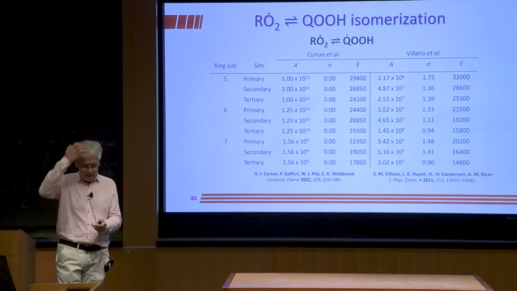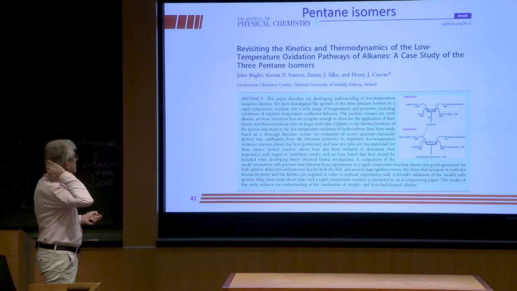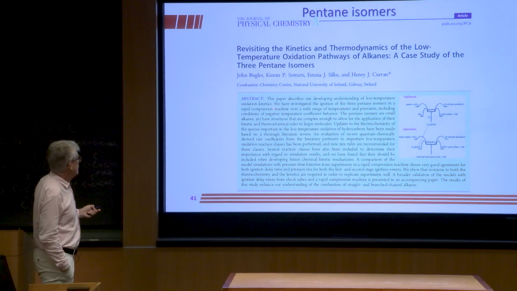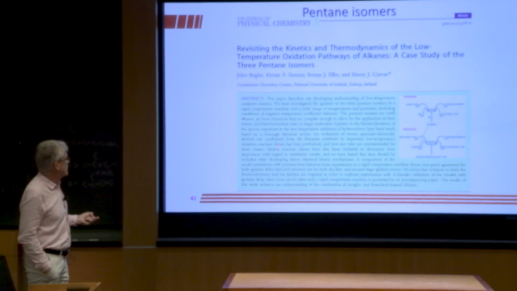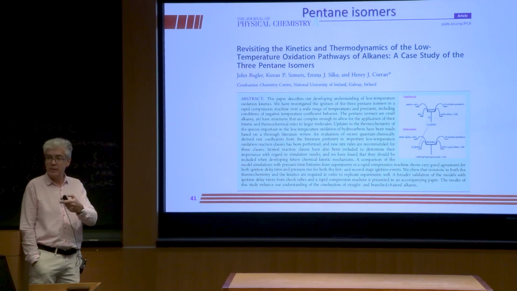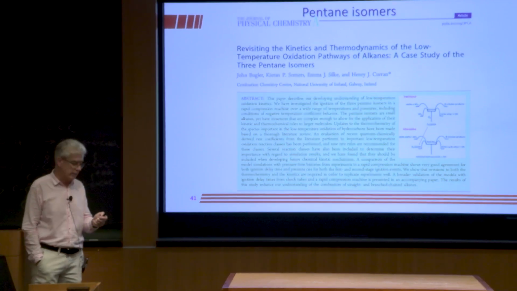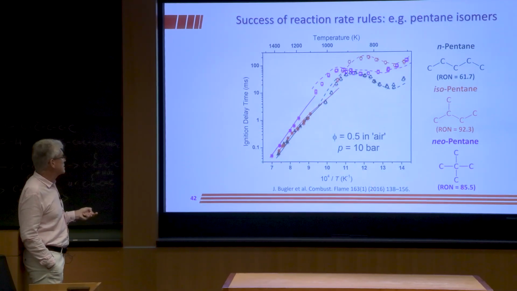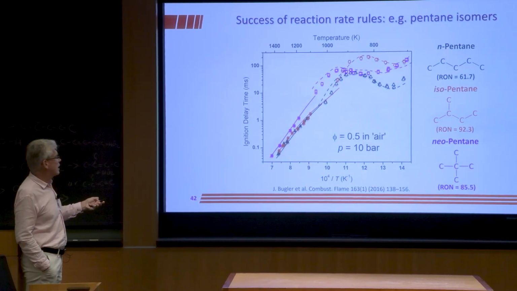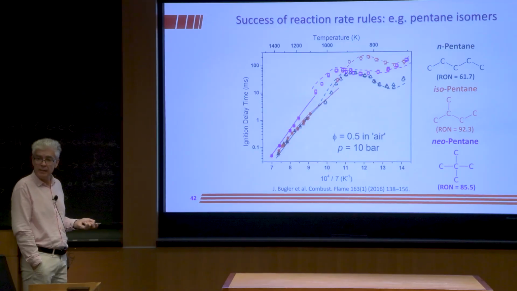Okay, so then if we consider the fate, we then applied those rate constants successfully in this paper that John Bugler published in 2015, 2016, that I keep referring to, right? And we successfully then modeled n-pentane, isopentane, and neopentane, right?